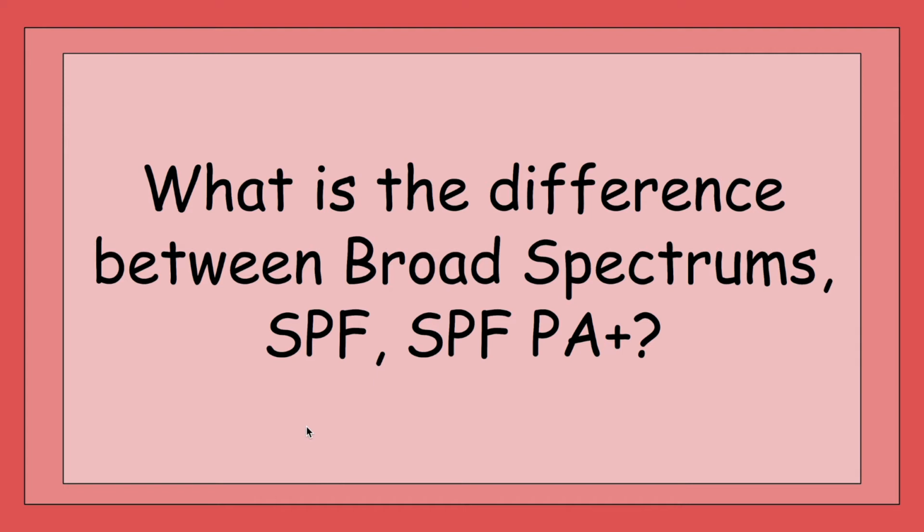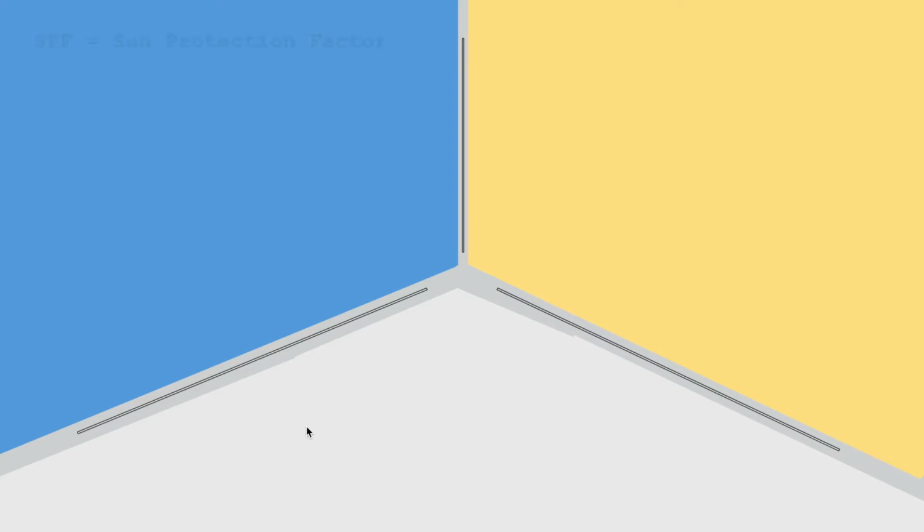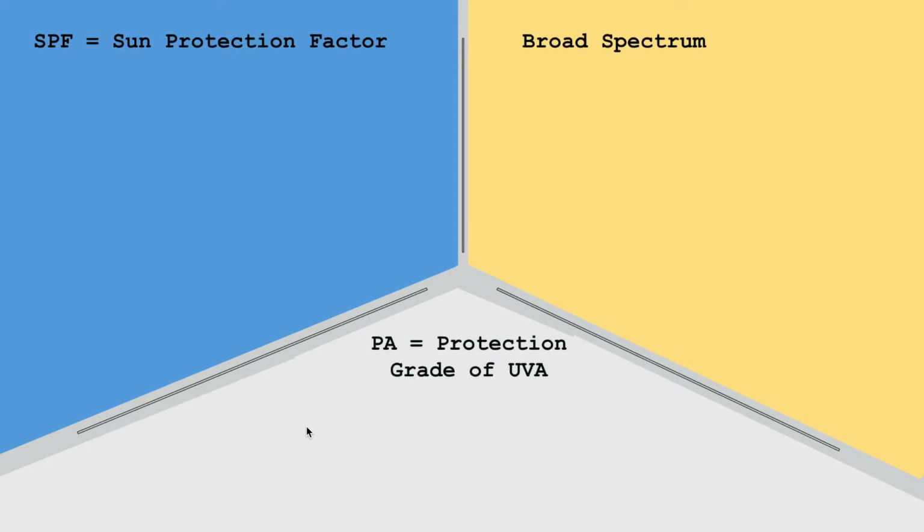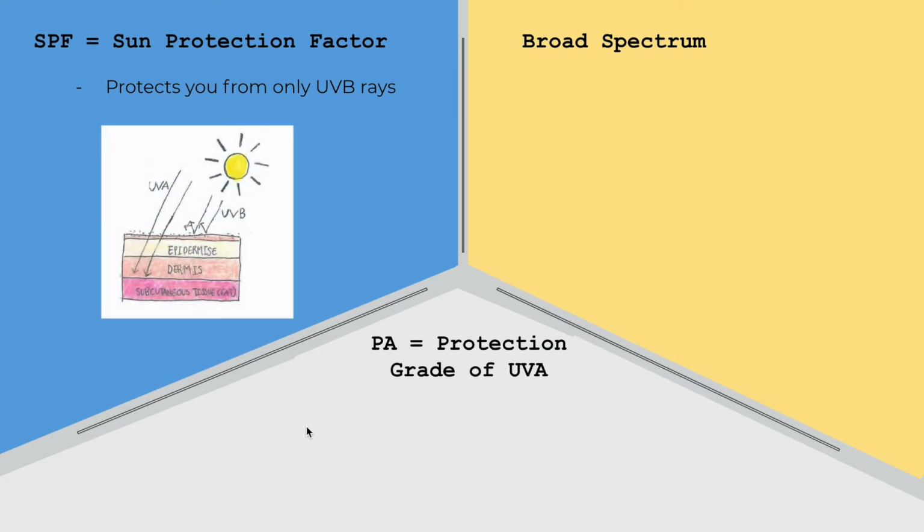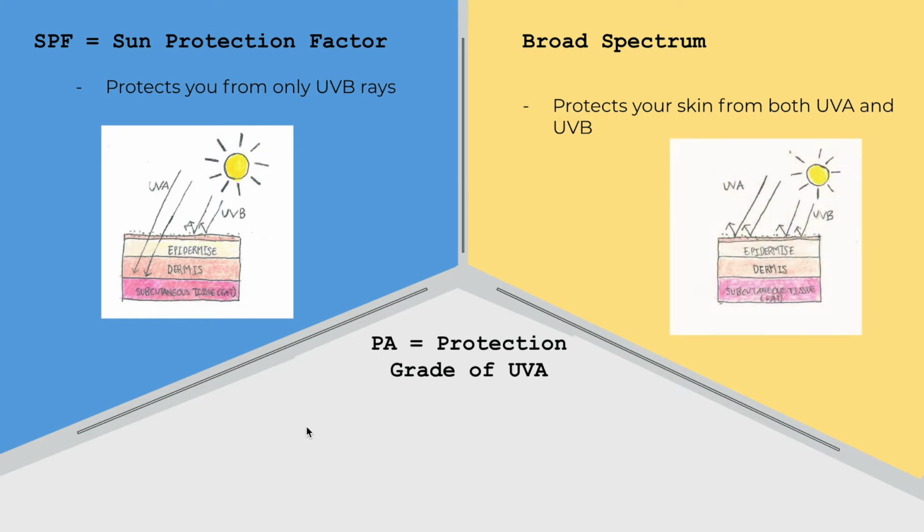Now, what is the difference between a broad spectrum, SPF, and SPF PA+? SPF stands for Sun Protection Factor. This only protects you from UVB rays. Like in this picture, the UVA rays are going through the skin while the UVB rays are not. Now, broad spectrum is very simple. It protects your skin from both UVA and UVB rays. This picture shows both rays bouncing off the skin.